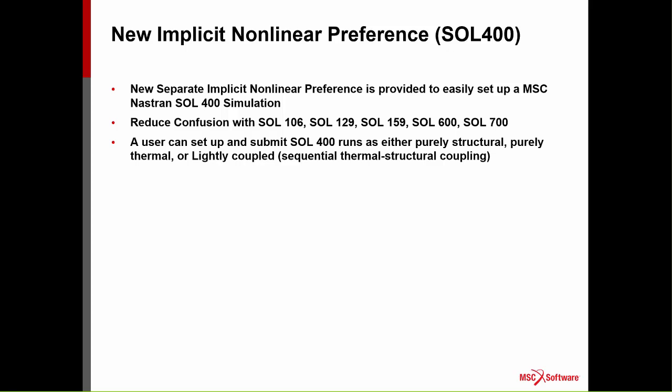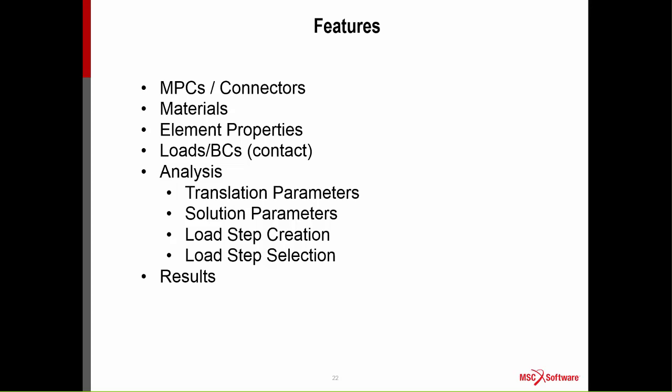So the big thing is the new preference. We have a structures preference in Patran. That preference remains. But for nonlinear analysis, it had some SOL 106, 129, 159, 600, 700, 400 options. It was very confusing to the users. So now we're going to have one dedicated preference associated with SOL 400, which is going to be the implicit nonlinear preference. So I'm not going to race through all the different features.